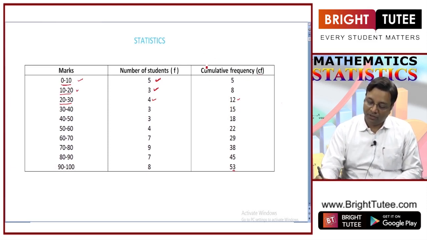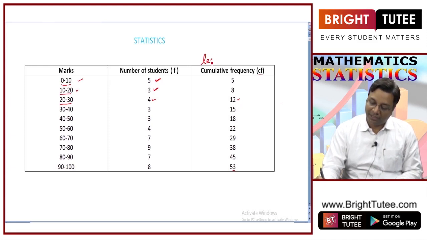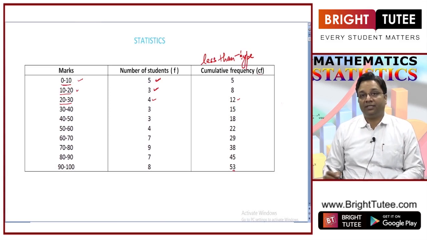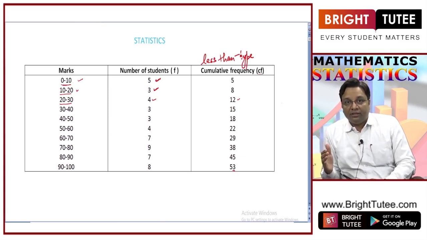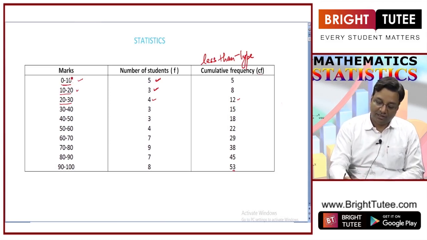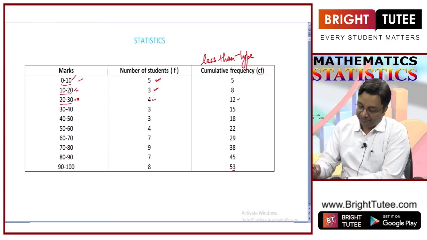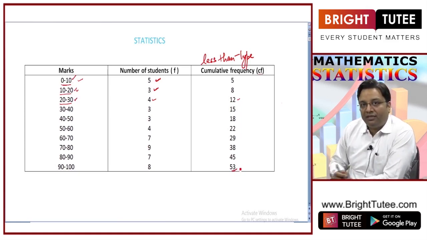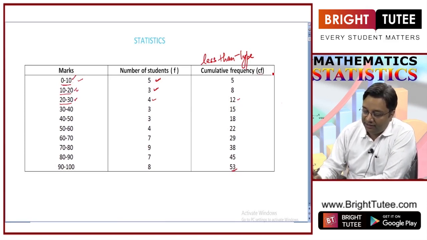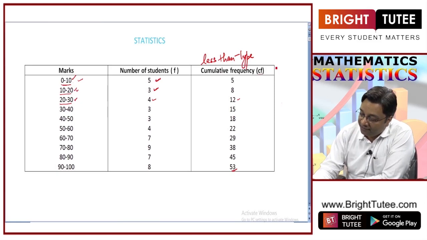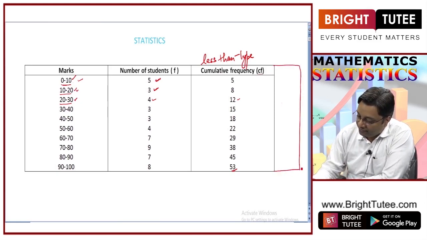So, if I now look at this cumulative frequency from this perspective, that this is less than type cumulative frequency, it is giving me the number of students who are less than this upper limit, less than 10, less than 20, less than 30 and so on. Okay. And these are the students who have got less than 100 marks, that is total number of students, that is 53. So, this is less than cumulative frequency. Similarly, we can talk about more than cumulative frequency also.